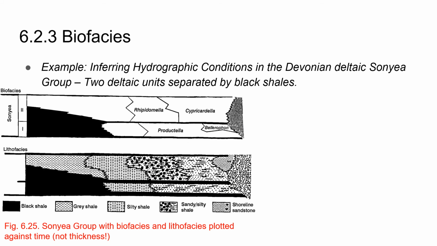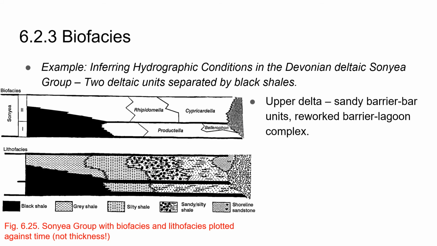Now let's look at the upper unit. The upper delta, we have sandy kind of barrier bar units, some reworked barrier lagoon complex. This is where we're going to do our shoreline sandstones, much more sands and silty shales.